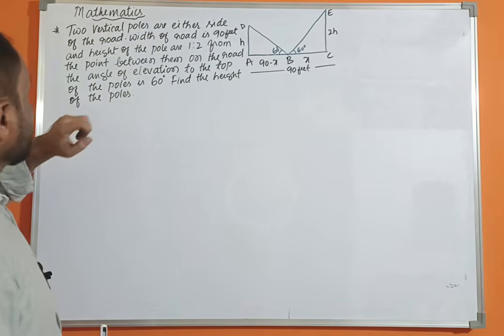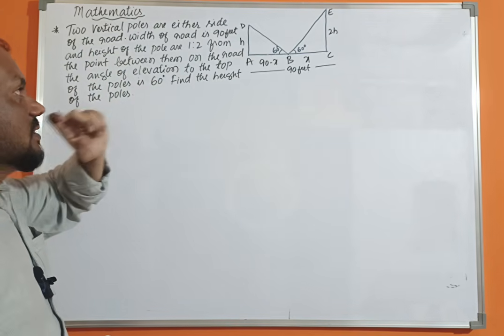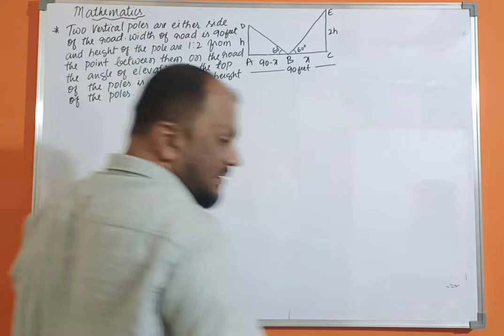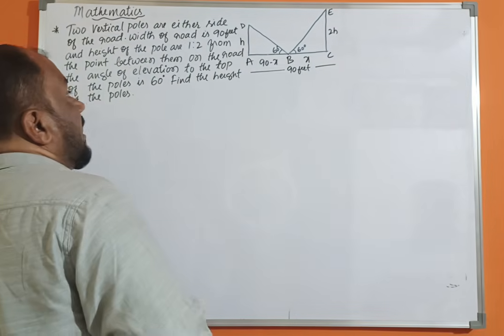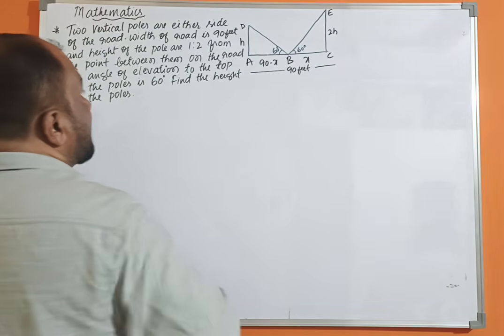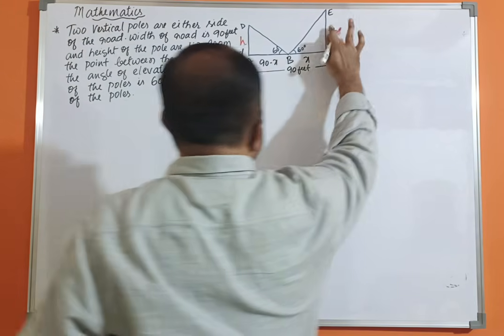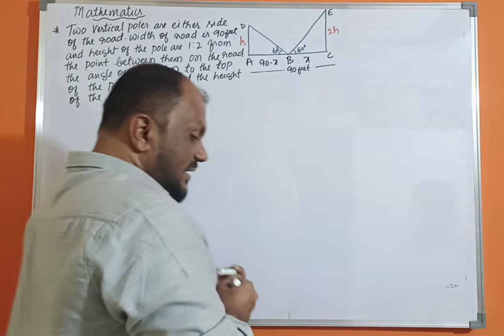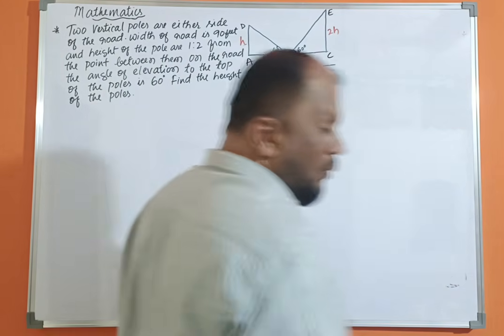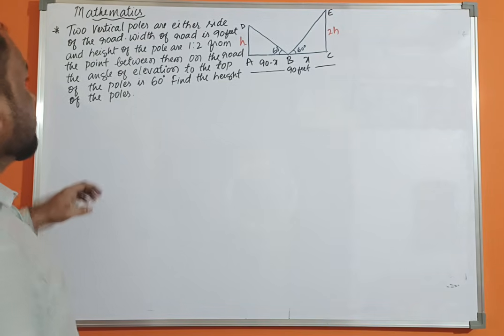And the heights of the poles are in the ratio 1:2. Suppose we consider one height as H1. To differentiate, we'll use red. So this is 2H. One pole is twice the other.